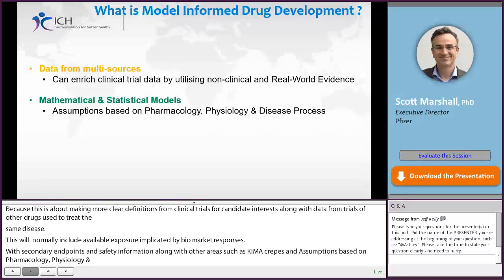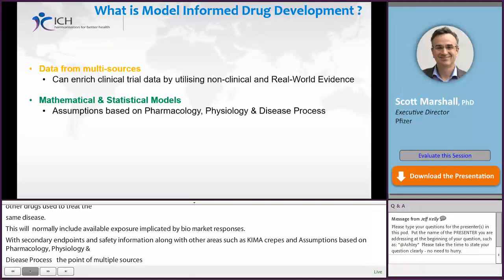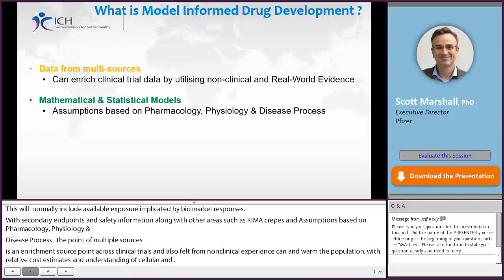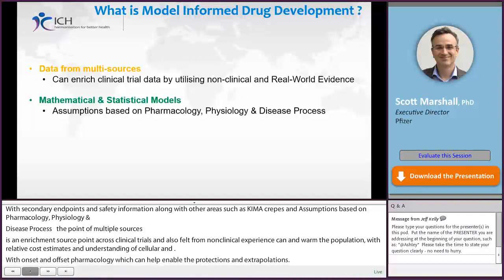The point of the term multiple sources is that enrichment can come via analysis across clinical trials, but also data from non-clinical experiments can inform the mechanism of action, a causal pathway, provide relative potency estimates, an understanding of selectivity, rates of onset and offset of pharmacology, all of which can help enable both dose and temporal predictions and extrapolations. The real-world evidence in turn enhances the understanding of the linkage between clinical trial outcomes and effectiveness in the patient population.